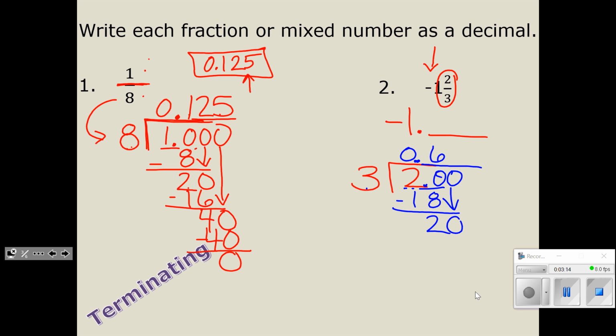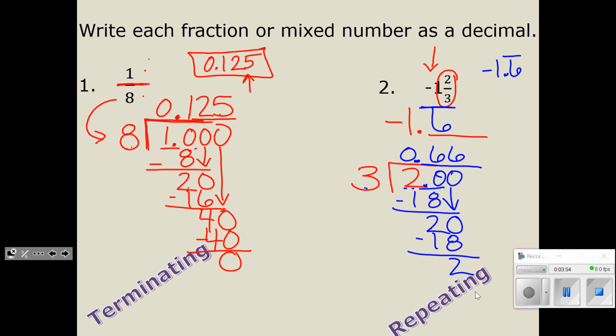Bring down our 0. 3 goes into 20, and I see that I have the number 20 again, so I know this is going to be repeating because we're going to keep getting that. 3 goes into 20 6 times. 6 times 3 is 18. So I know it's going to keep going over and over again. So I'm going to stop it there. And this is going to be a repeating decimal. So let's add that to the notes. It is a repeating decimal because those 6's are going to keep going on. So I'm going to come up here to my answer and put a 6 with a repeating bar over it. So the answer is -1.6 repeating.